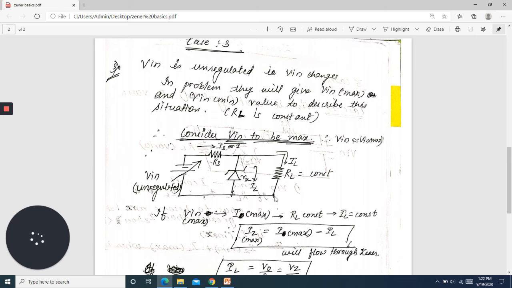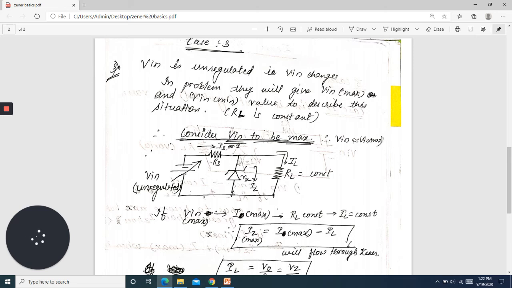So now if output is constant, then definitely the current IL will also tend to be constant, because a constant resistance will consume a constant amount of current. The current will not change. For example, if RL is say 5 kilo ohm and the current that will flow through it is equal to 3 milliampere, then the 3 milliampere is not going to change. It will remain the same any time for that constant value of RL.